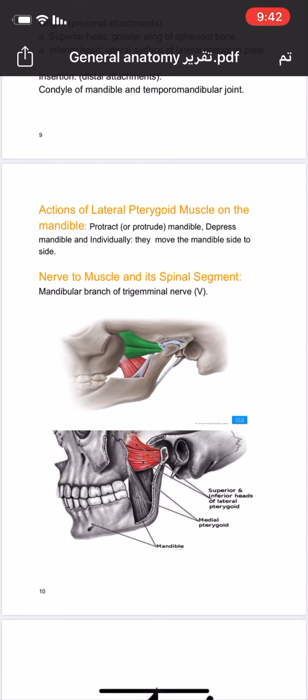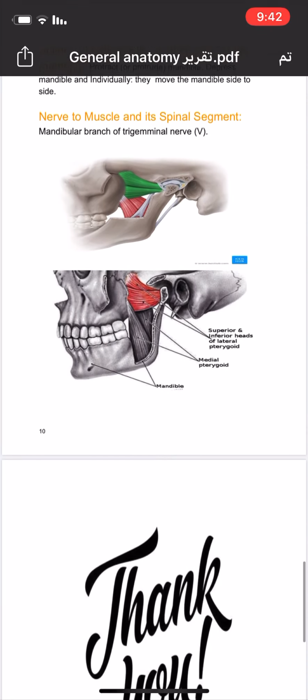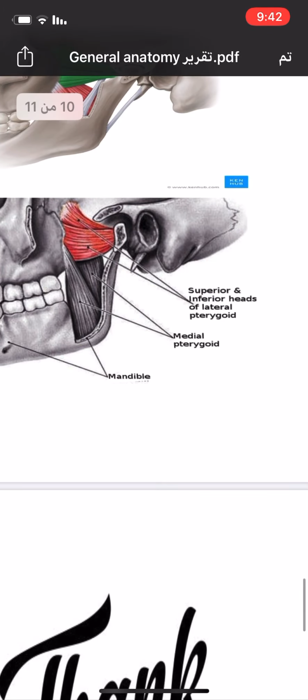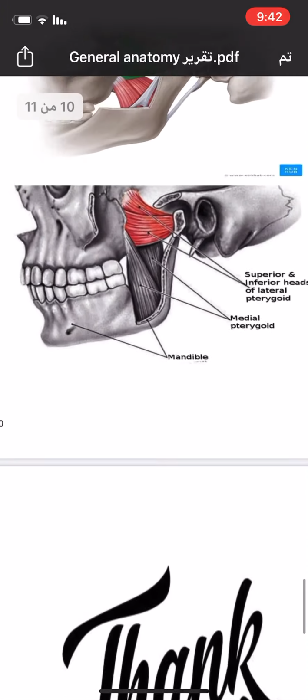The nerve of the lateral pterygoid muscle is the mandibular branch of the trigeminal nerve, V3. As we notice here, the superior and inferior heads of the lateral pterygoid, and the medial pterygoid, and this is the mandible.